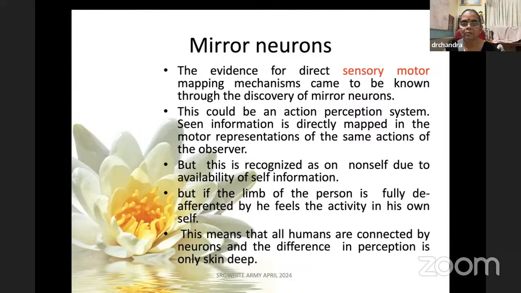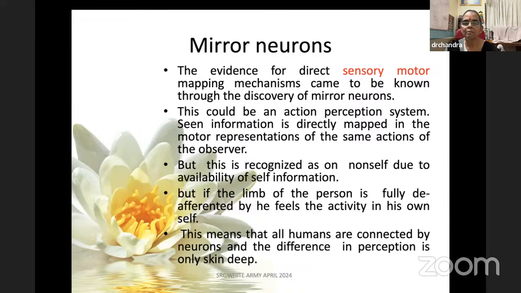Cruel actions are perceived. But this is recognized as non-self due to the availability of self-information. But why are we not immediately reacting? You know, my hand is here. My eyes are here. My leg is here. So what is beaten is the leg or hand of my neighbor, or the leg or hand of a goat, or the leg of a cow. So I will keep quiet this time. That is the cocoon of self-information. So you lock yourself into self-information, so you lose your empathy.